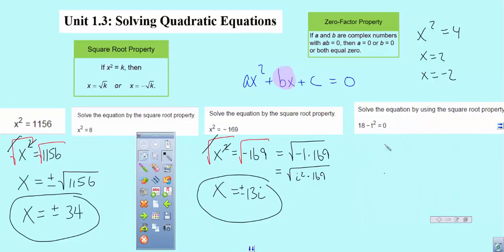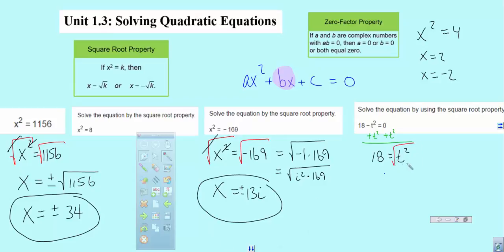Kind of moving through these, we get to the next one and last one for this particular video, and then we see that it's not set up correctly. It's not in that format where it's a square set equal to something, but we can fix that. We can go ahead and just add t squared to both sides. So at this point we have 18 is equal to t squared, and then we proceed from there.